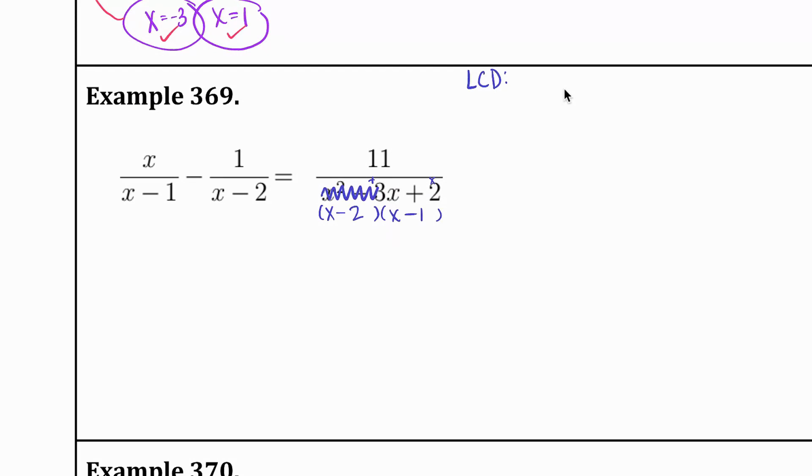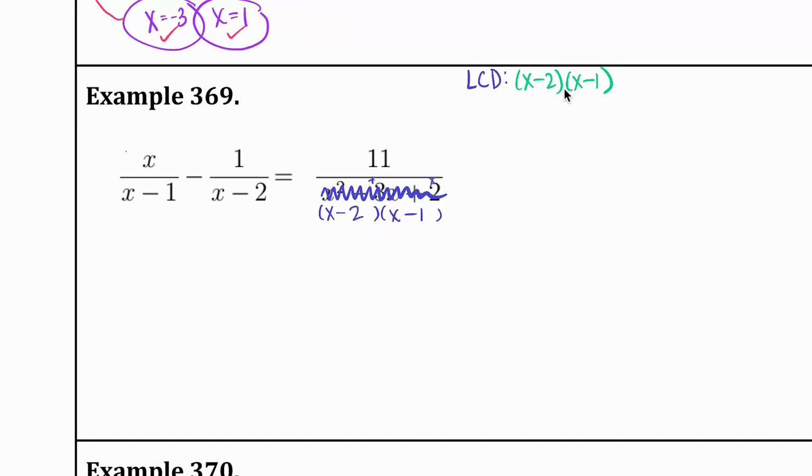So I'm going to just kind of scribble that out. We rewrote it in factored form, which is kind of nice because this has both factors. This has x minus 2, this has x minus 1. So our least common denominator is going to be x minus 2 times x minus 1.